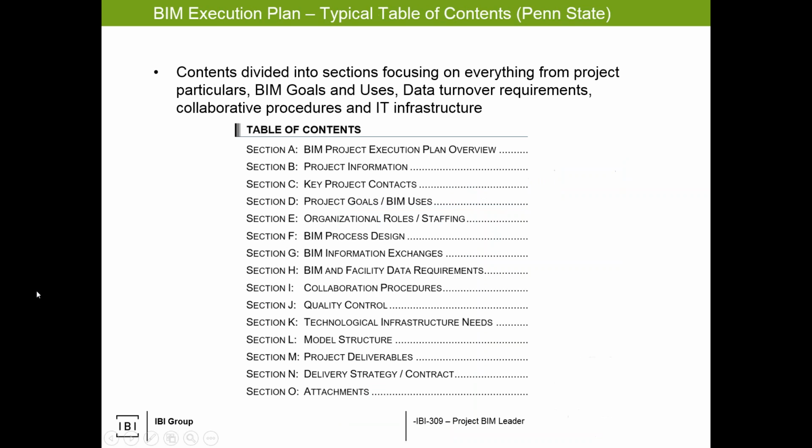Free, so you grab the template, standard sections, and it looks at, you know, who are your project information, key contacts, section on goals and uses, probably the biggest one. What do you need to do, and what are you going to do with the model to achieve that? And then what are the BIM processes required to achieve it in section F? And then what are the information exchanges? Then it talks about collaboration, infrastructure needs, model structure. So, you know, it's a very standardized form.